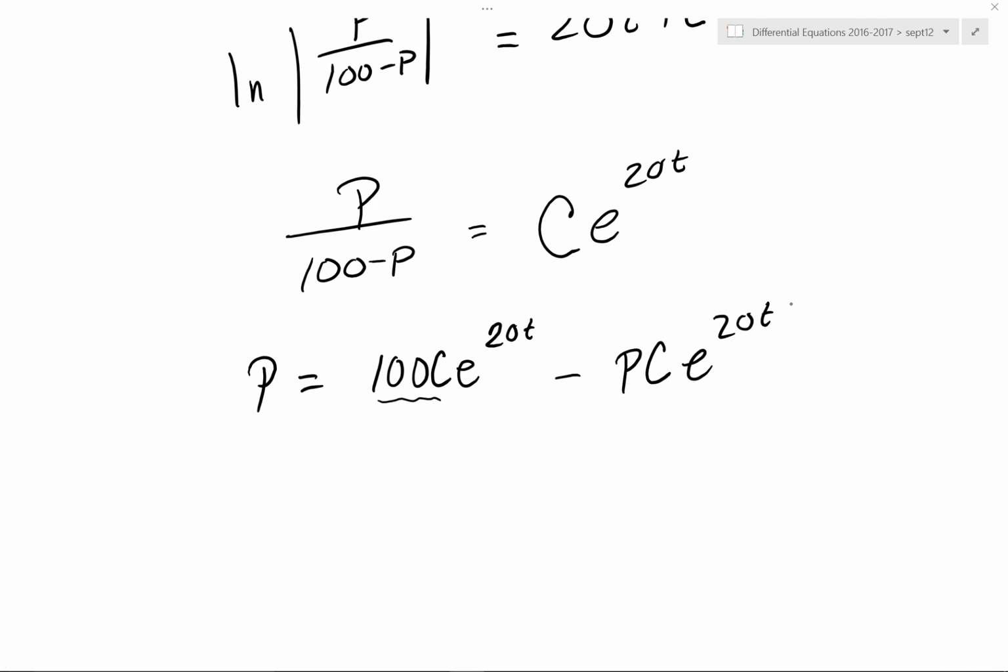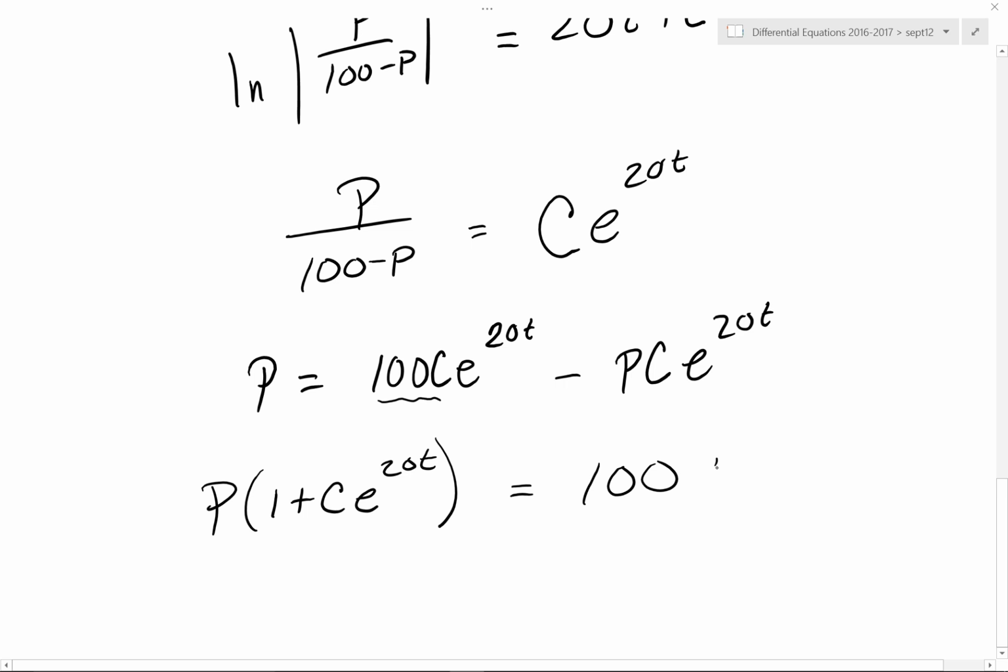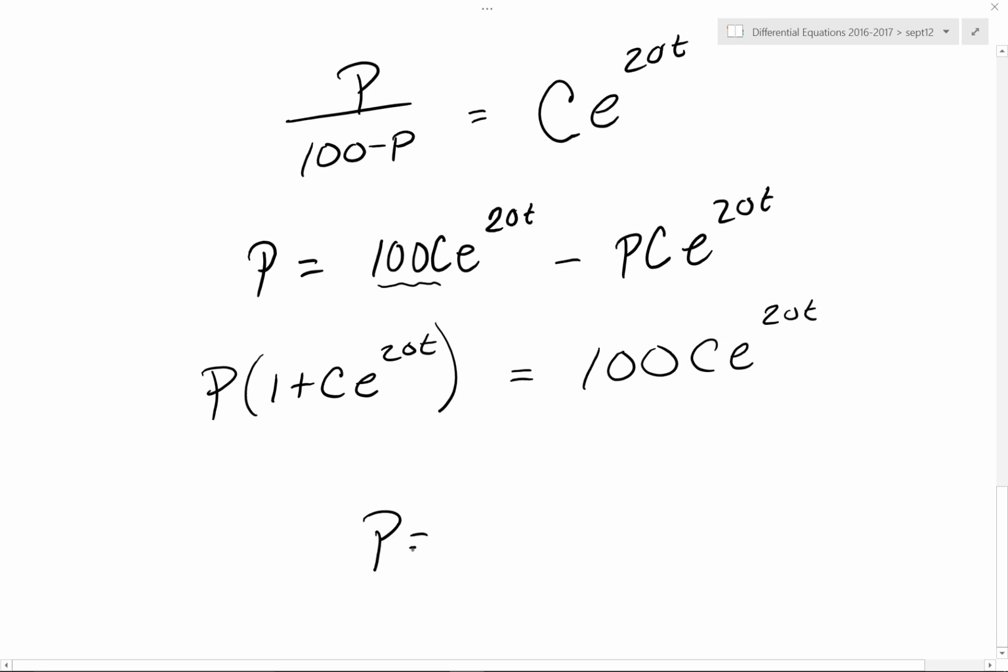Now I need to get the P's on the same side, yes? So I'm going to add that one to the other side. Look at it. Boom. And so P is simply 100 C e to the 20t over 1 plus C e to the 20t.